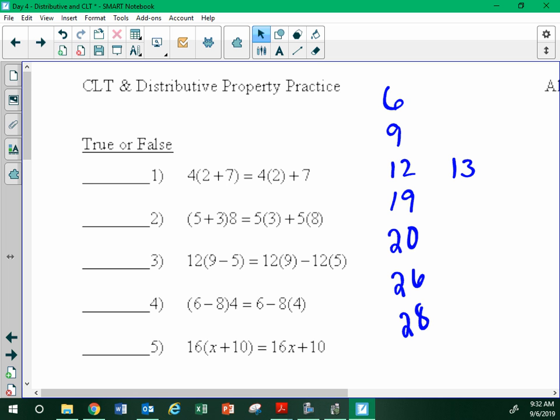Otherwise, I would say yes. This is the only one that has an x, so we're going to keep that by itself. We can combine the x. We have x squared plus x.